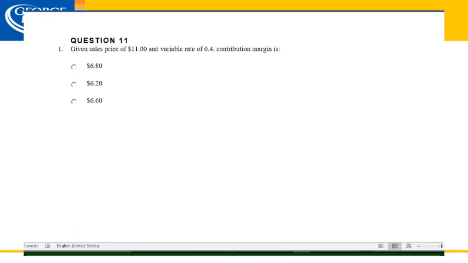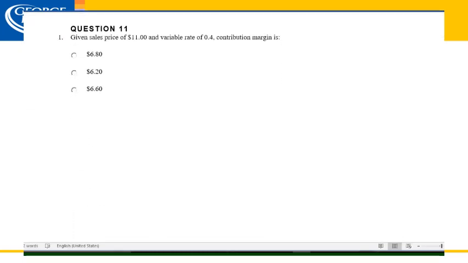Okay, question number 11. We are given a sales price of an item and our variable rate, and we're asked to calculate our contribution margin. So again, let's check out the equation for our contribution margin. It is equal to the sales price, or I guess we're asking for the contribution margin per unit. So it would be the item's sales price minus our variable costs per unit. Okay.